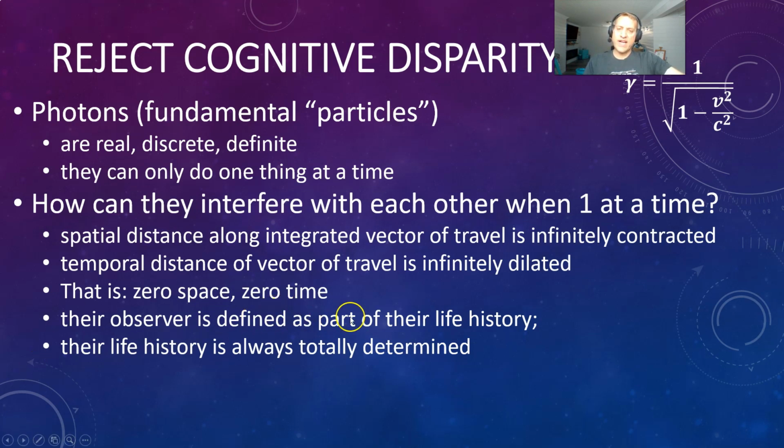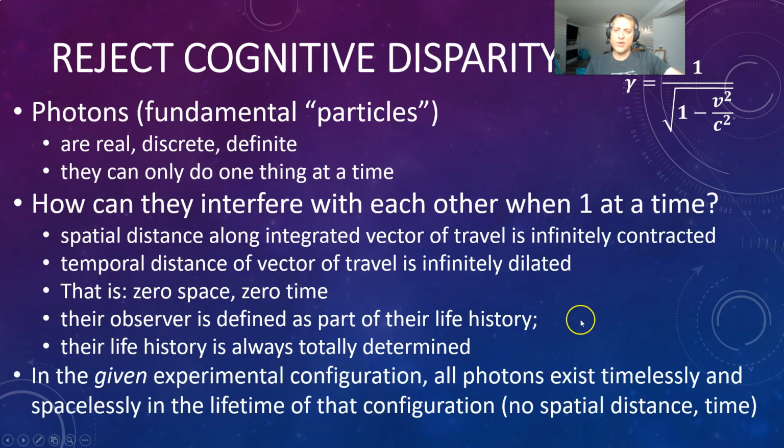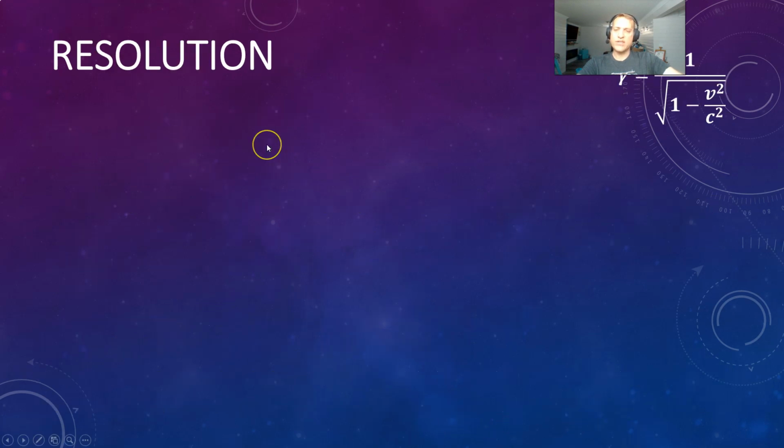Their observer is defined as part of their life history. I got into that in the book, Debunking Simultaneity Paradox. Their eventual observer actually has to be defined part of their life history, because for a photon there's no distance, there's no time. So as soon as a photon is created, there's no length and there's no distance basically, from its perspective, from its source to its observer, right? Its eventual observer. No time and no space is required to get to its observer. So their life history is always totally determined. So in the given experimental configuration, all photons exist timelessly and spacelessly in the lifetime of that configuration. So there's no spatial distance and no time.